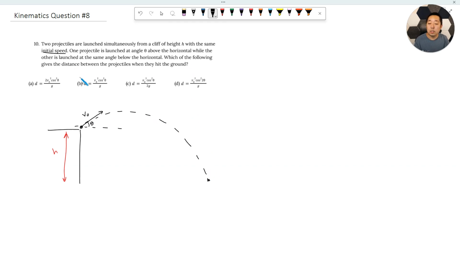And then another one is launched at the same angle below the horizontal. Again, theta. Again, V0. And this one, I'll use, I don't know, green for the path. And say it would be like this. And we would like to know the distance between the projectiles when they hit the ground, right? So the picture's super, super important.